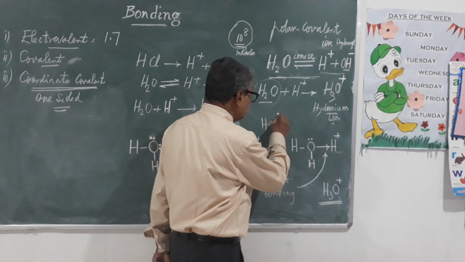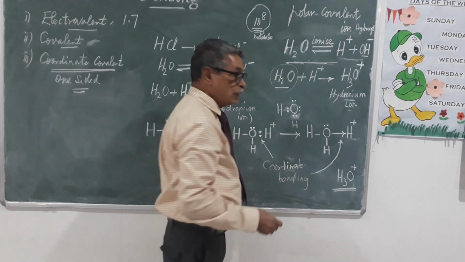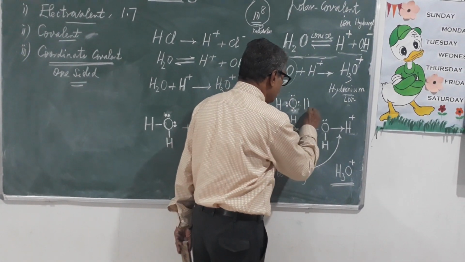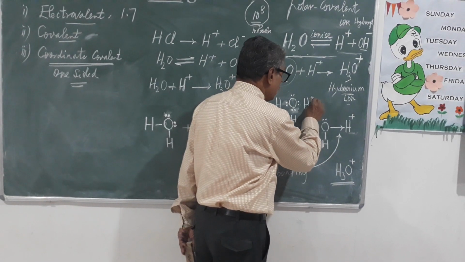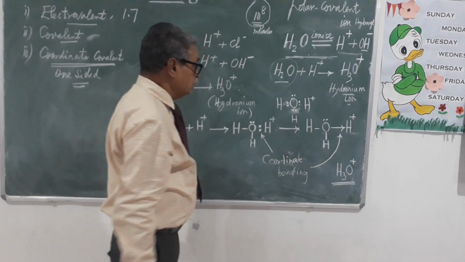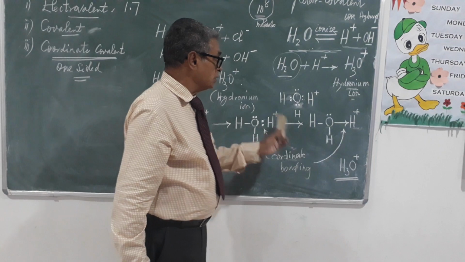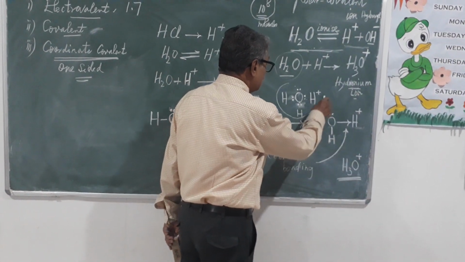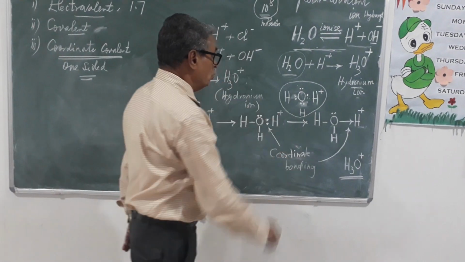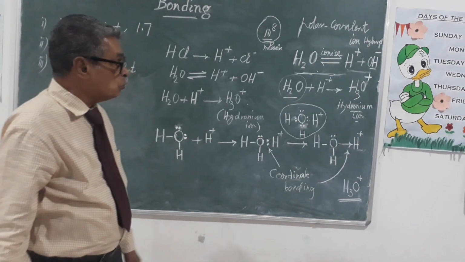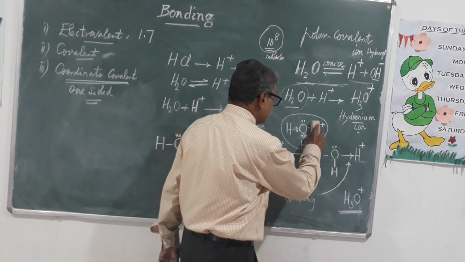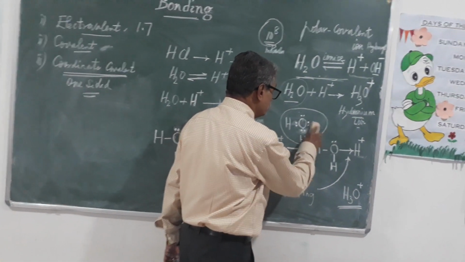Now there are two lone pairs of electrons. Here the hydrogen ion combines. One hydrogen ion combines here, and it becomes H3O plus. This is the actual dot diagram of H3O plus. Now we can easily understand. Before this it is water only. This is water.